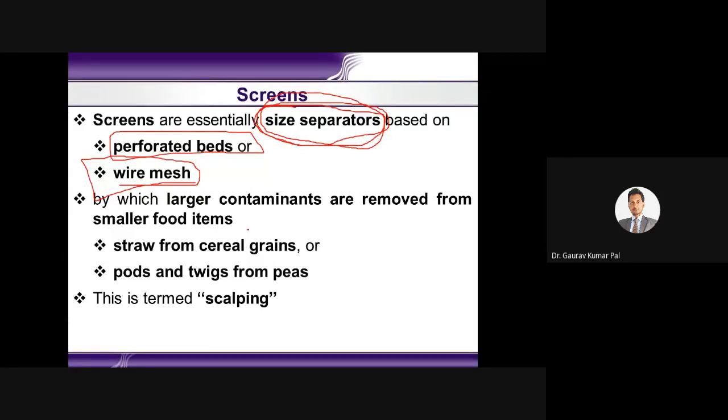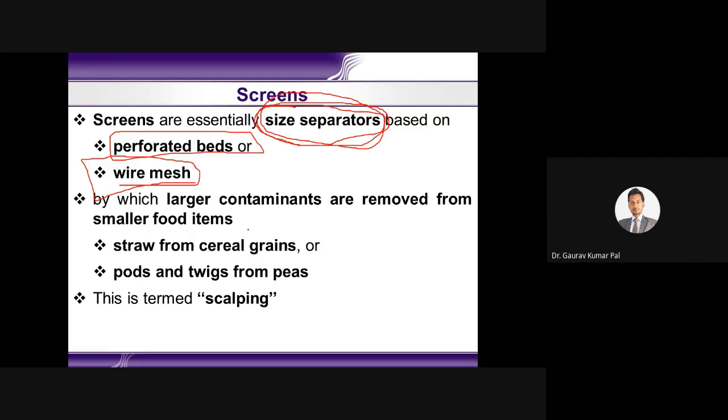Clear this one? Once we are going to use the screen, whatever we are considering as a contaminant, or whatever things we are going to remove, usually have a large size. Most of the time they will have the large size. So contaminant size will be more as compared to the food material size. So, for example, we have the straw from the cereal grains, or we have the different pods and twigs from the peas, and sometimes this is also termed scalping.